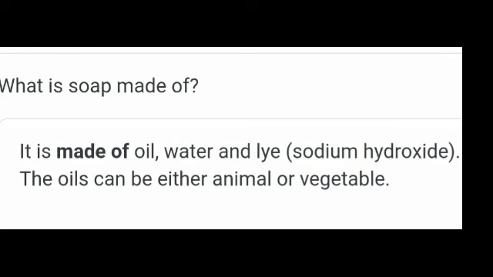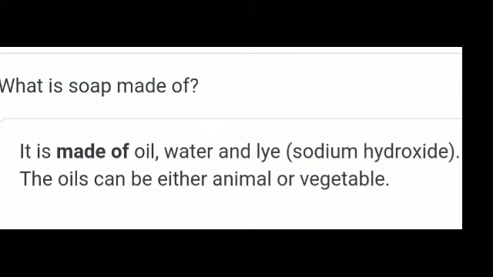Next topic is soap. What is soap made of? Soap is made of oil, water and lye, that is sodium hydroxide. The oil can be either animal or vegetable.